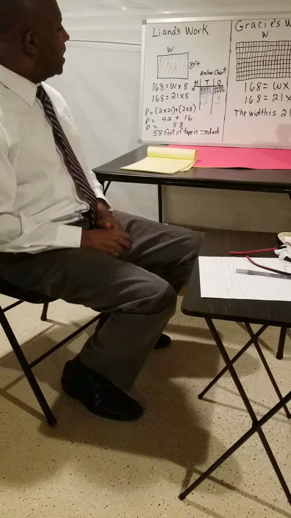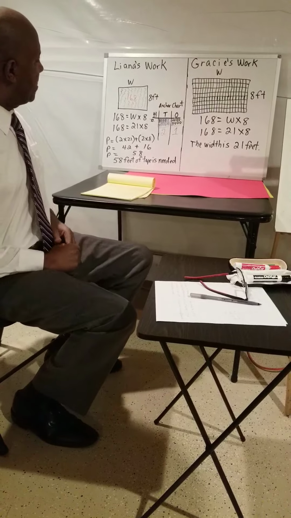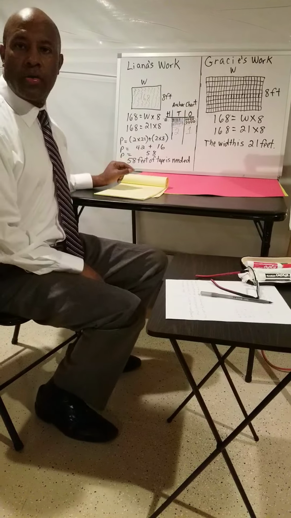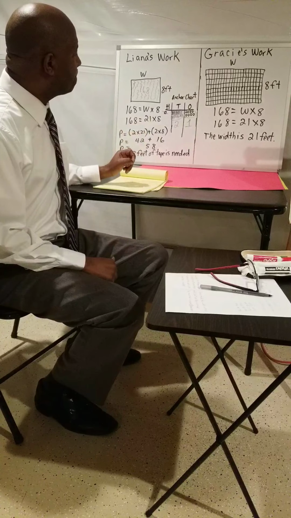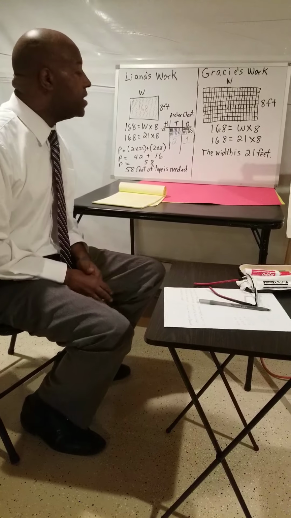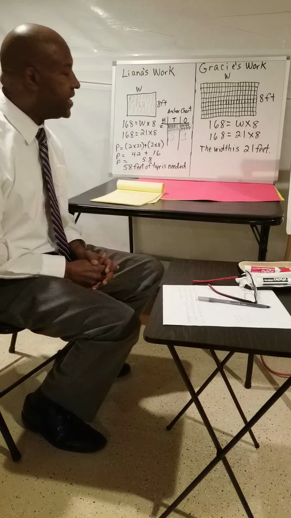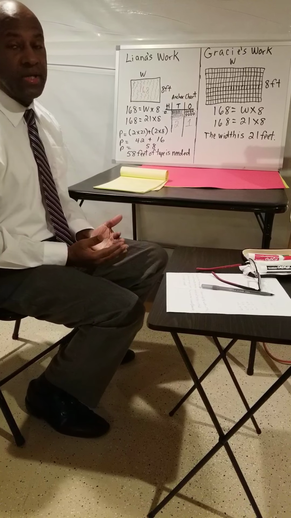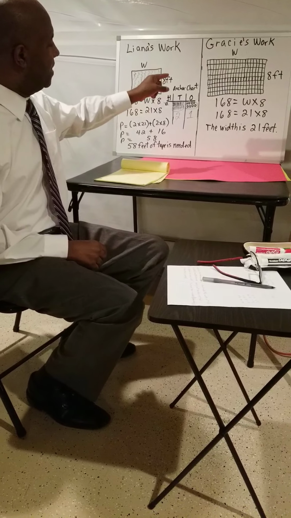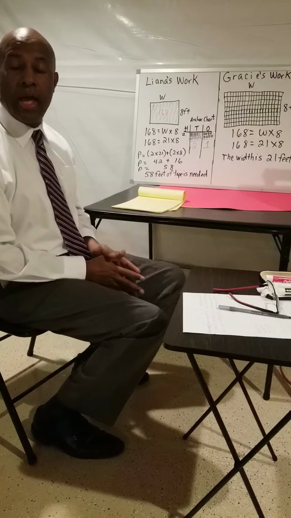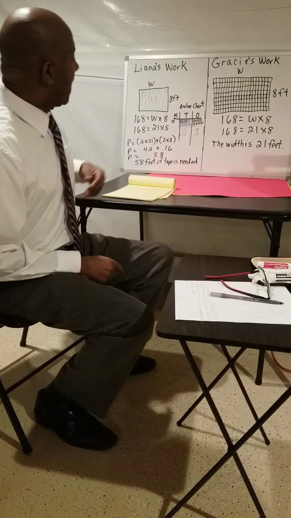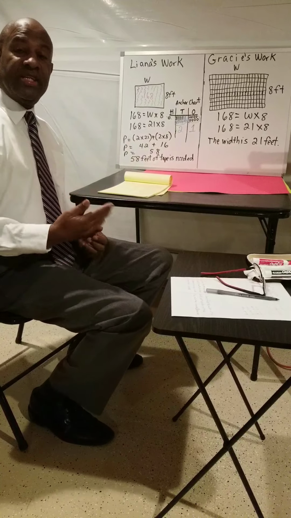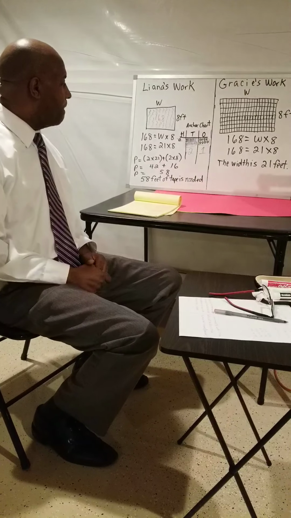Now here's Gracie. Gracie also made a drawing or graphic organizer. She had 21 squares going across, 8 up and down. She too knew the formula for area: 168 equals length times width, or width times length, it doesn't matter. The width is unknown. She had the 8. Now, 168 equals 21 times 8. So somehow she did multiplication there.